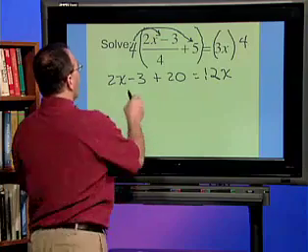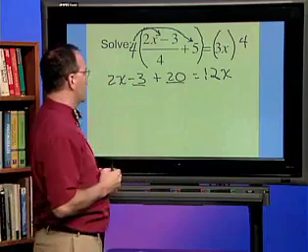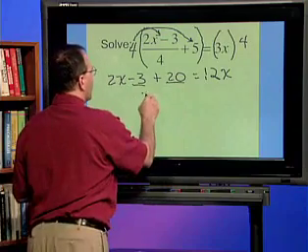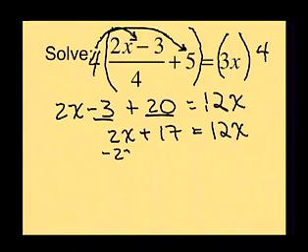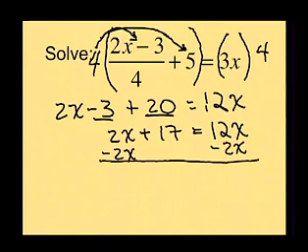So now we can combine the like terms of negative 3 and 20, and that gives us 2x plus 17 equals 12x. Now, I want to get the x's on the same side, so I'm going to subtract 2x from both sides. That will give me 17 on the left-hand side, and then 12x minus 2x yields 10x on the right-hand side. Now, we divide both sides by 10.